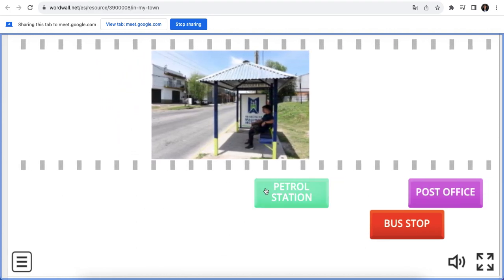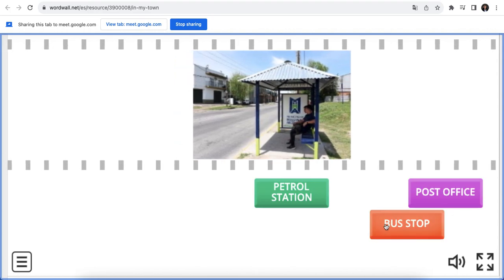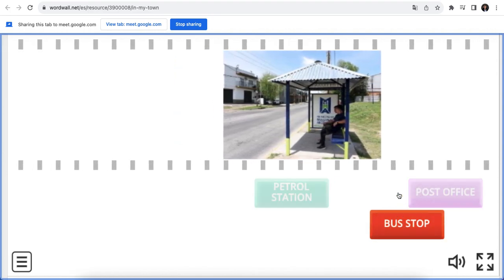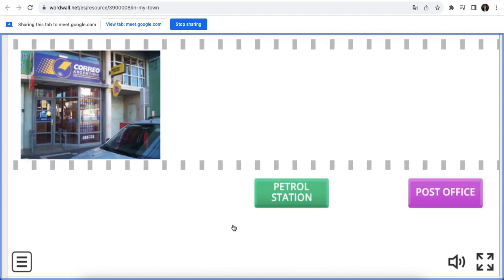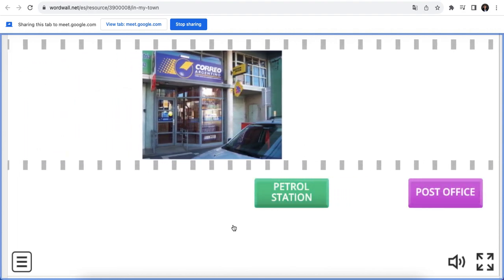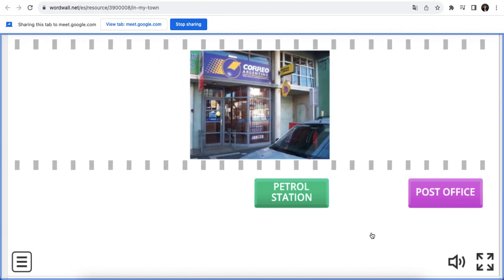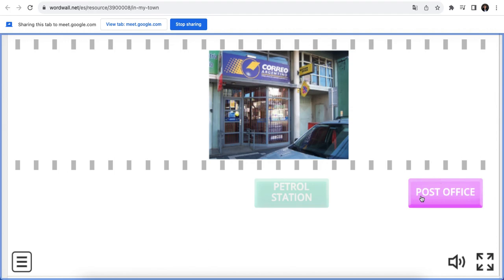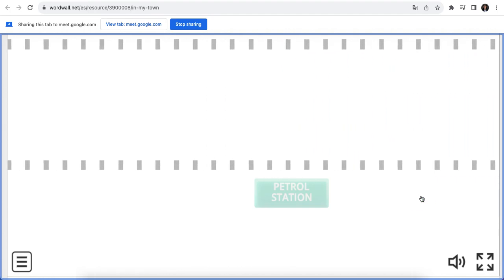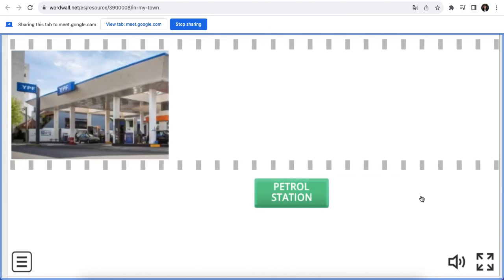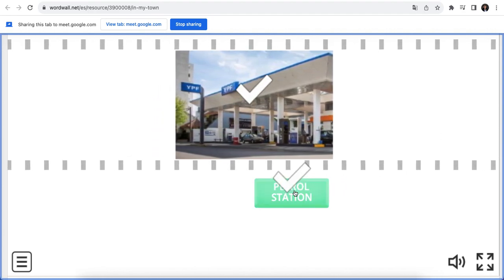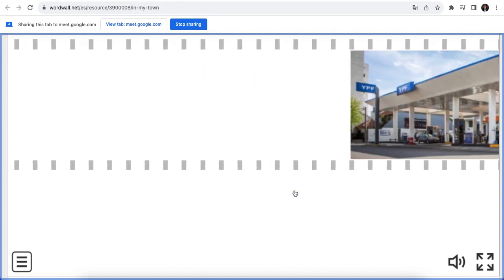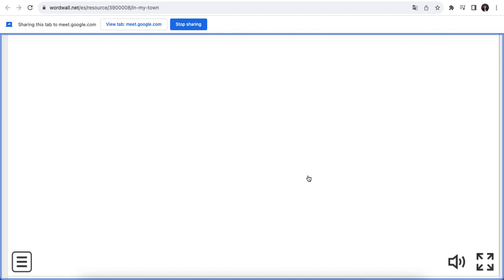Petrol station or bus stop? Oh, I have bus stop. Bus stop, yeah, bus stop. This one. Post office. Post office, exactly. And this one here. Petrol station. Petrol station, yeah. Usually they say more than petrol, they say gas. Gas station. Gas station is like gasoline station, right? Good.